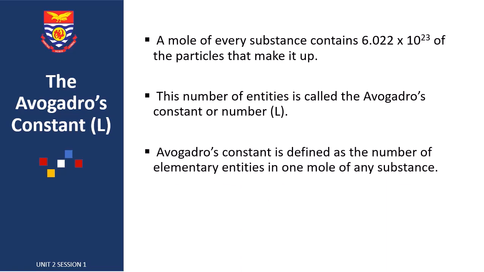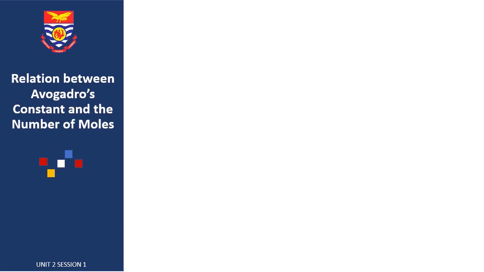So Avogadro's constant, we can define it as the number of elementary entities in 1 mole of any substance, and it has the unit per mole. So it's usually particles per mole. If the particles are molecules, then we can say molecules per mole or molecules in 1 mole. If they are ions, then we can say ions in 1 mole. If atoms, we can say atoms in 1 mole.